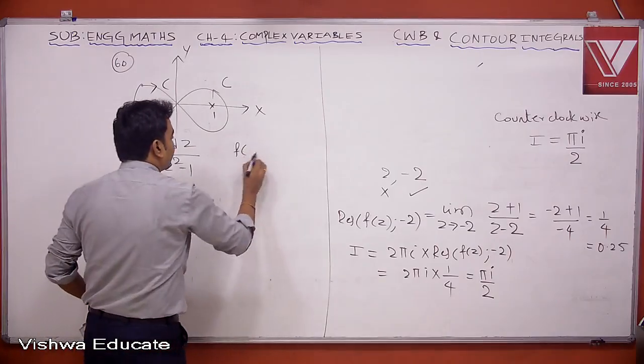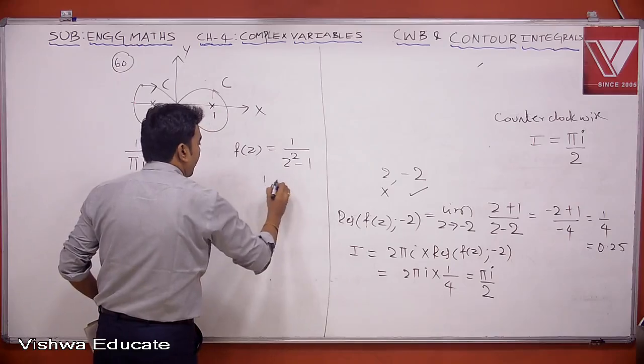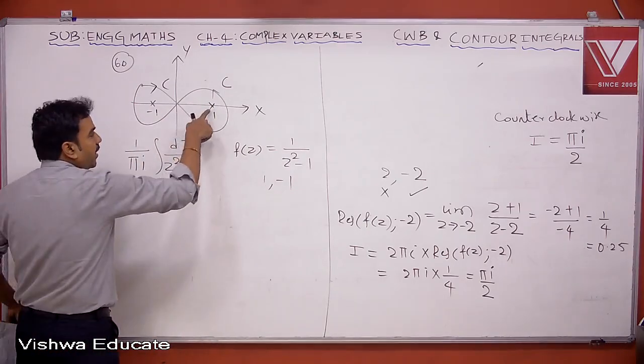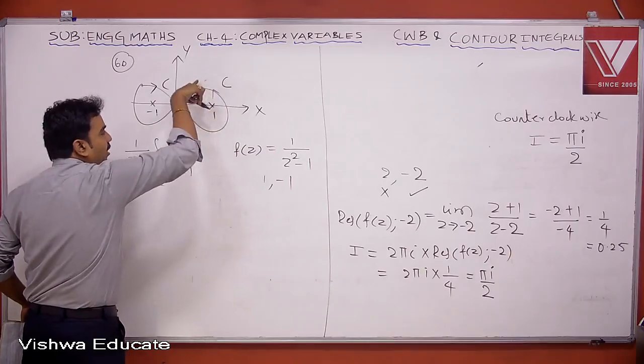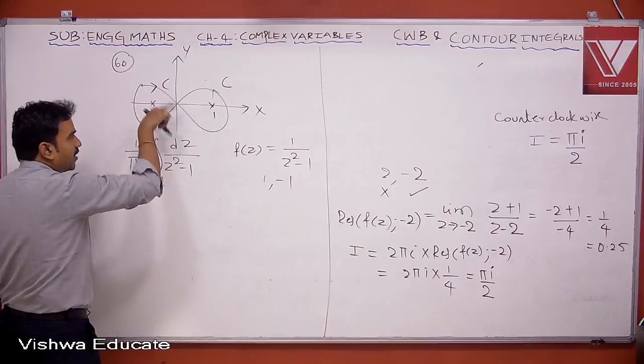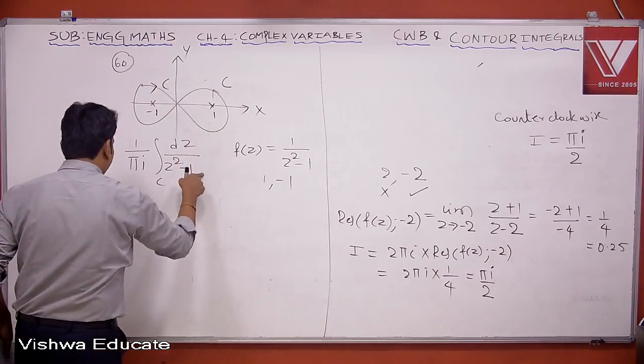What is f of z? 1 by z square minus 1. 1 comma minus 1 are singular points, both inside the contour. But regarding 1, the contour is moving in the anti-clockwise direction. But regarding minus 1, it is moving in the clockwise direction. This is anti-clockwise, this is clockwise. So therefore, this can be written like this.